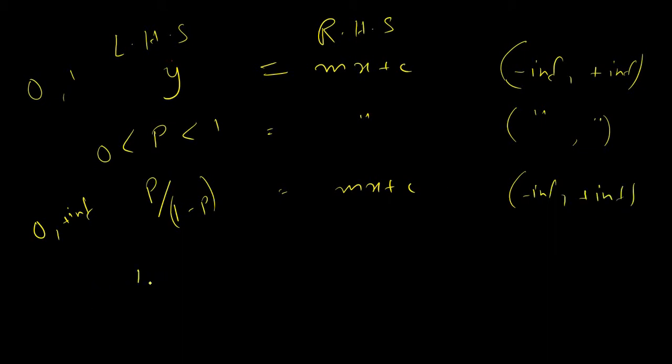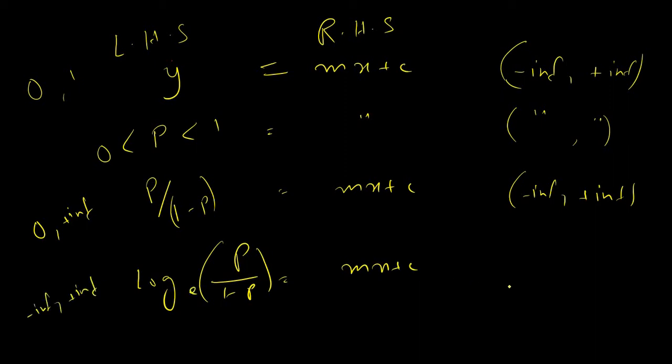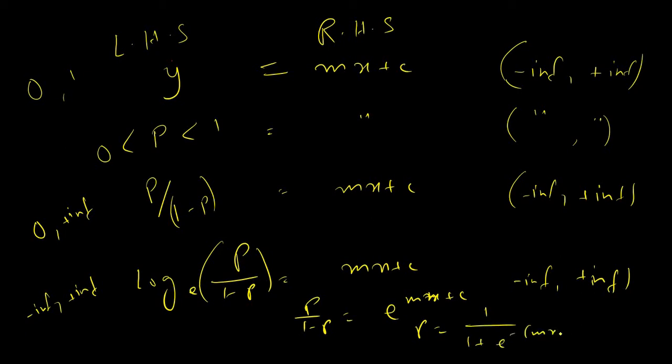Then finally we apply a log transformation: natural log of p by 1 minus p is equal to mx plus c, and now the ranges match, minus infinity to plus infinity on both sides. Then you can solve and say p by 1 minus p is equal to e to the power of mx plus c, and finally derive p is equal to 1 by 1 plus e to the power of minus (mx plus c).